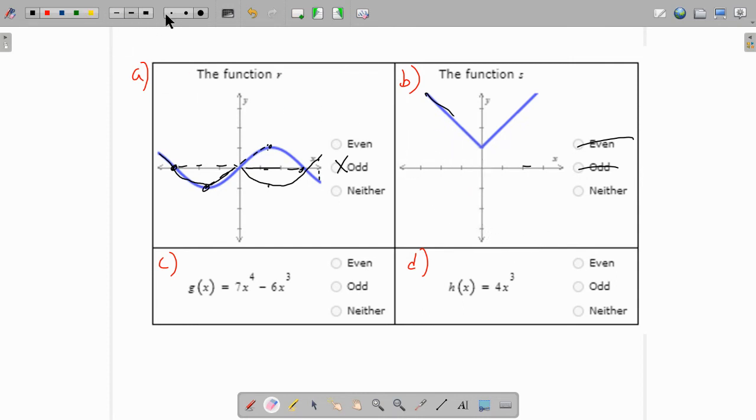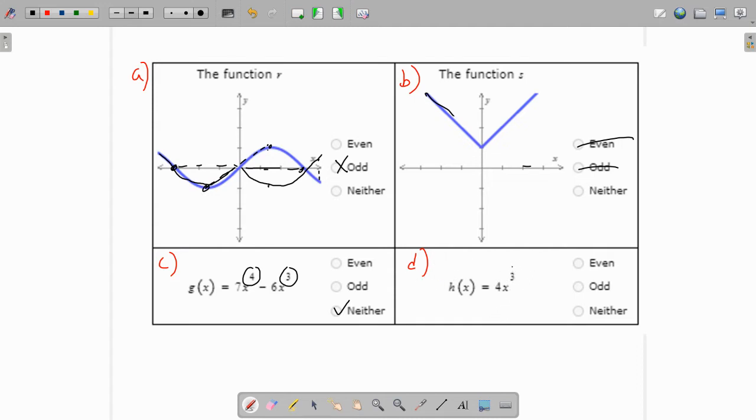C and D are a lot easier. So C, we have an even power and an odd power. So we have an even power, odd power. If it's mixed, we're getting neither. It can't be both. You can only pick one here, unlike the other problems earlier in the assignment.